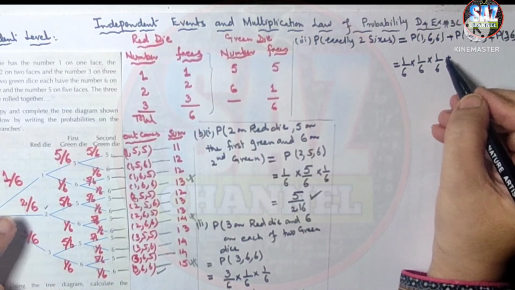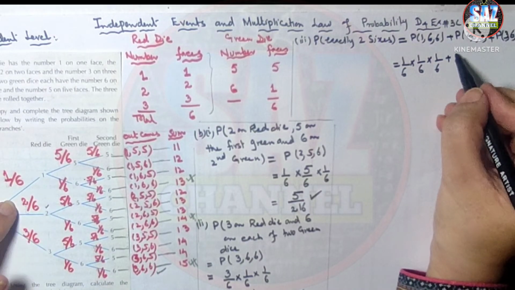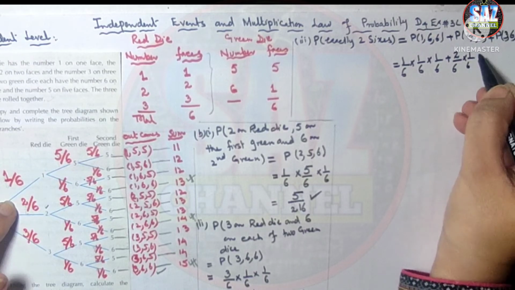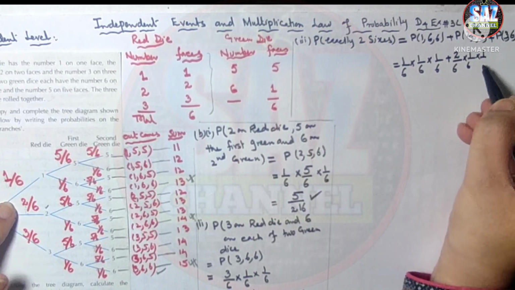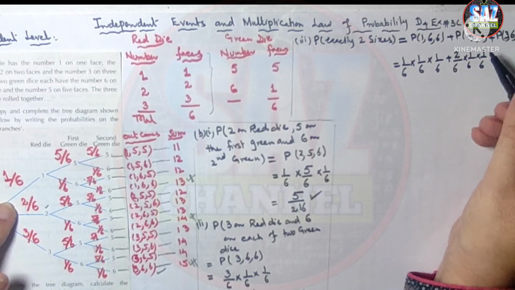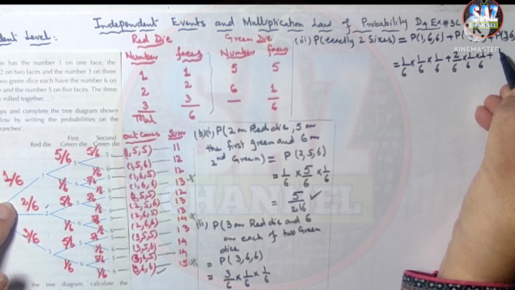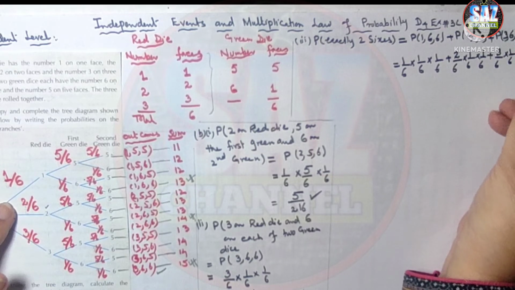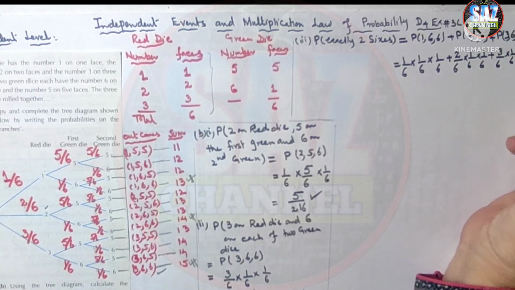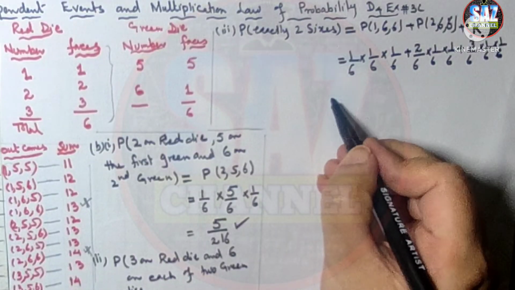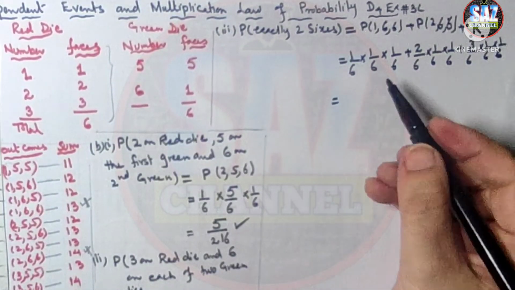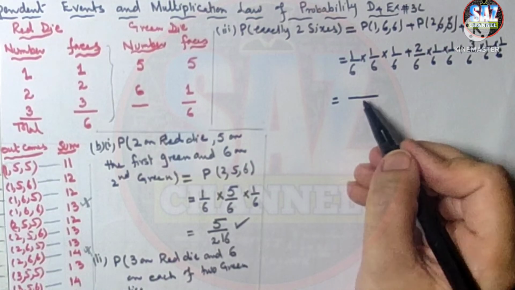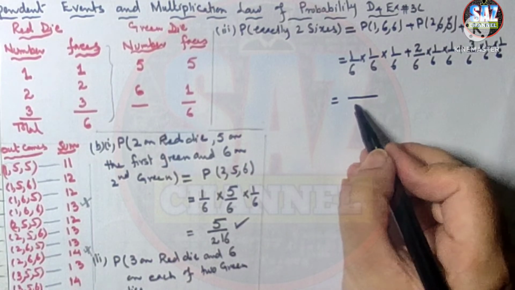plus the chances of 2, they are 2 by 6. Where is the difference coming? The difference is coming, students, on the red dice, 1 by 6, and then plus 3 by 6 times 1 by 6 multiplied by 1 by 6. Okay, now as we need to add up all these values, I will advise my students not to disturb the denominator.